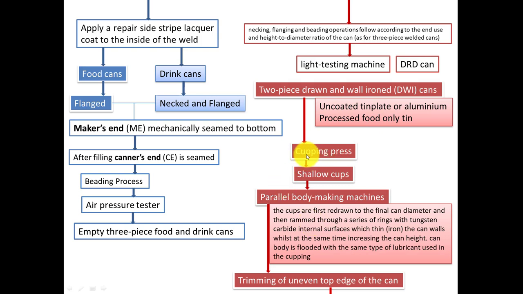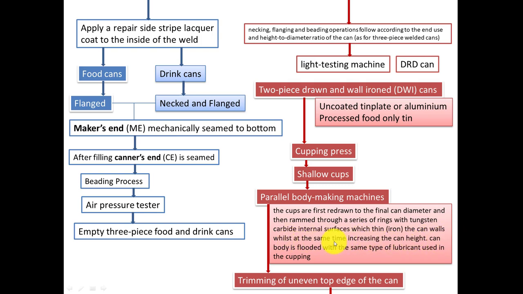Please follow me. This cupping process is the same. After the shallow cup has been manufactured, the redrawn process will be carried out and the final diameter adjusted. Now the process of drawn and wall ironing will start. The can will be rammed through a series of rings with tungsten carbide internal surfaces, and when they pass along the can, they will thin the can wall, and when they thin the can wall, there will be an increase in can height.